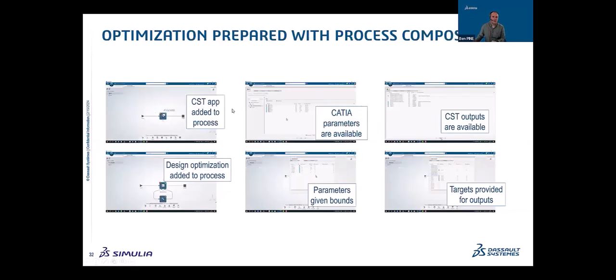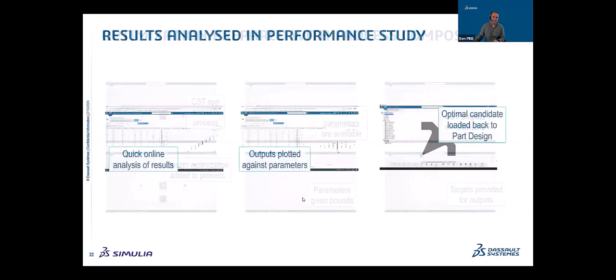We can then do an optimization using another piece of technology called Process Composer, where we can attach a CST app as part of this simulation, where the CATIA parameters are available to this optimization, as are the CST outputs. We can then wrap the CST app in a design optimization, where the parameters are given as bounds and the targets can be provided as outputs, and we then allow that optimization to run.